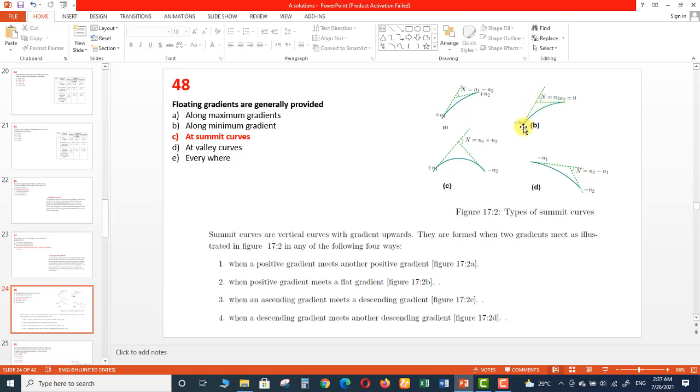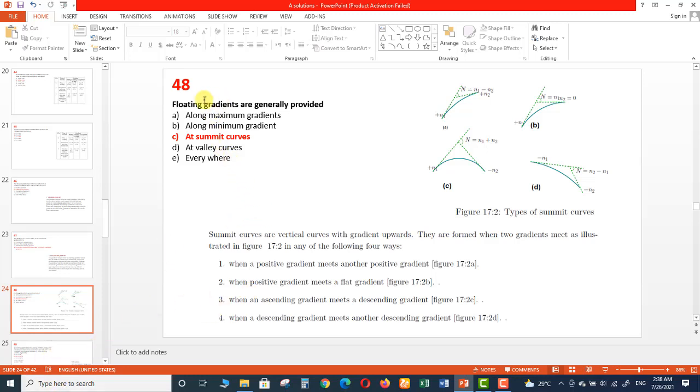When a flat gradient and a positive or upward gradient meet, then the curve formed is also a summit curve. And see, when one gradient is upward and another is also upward, that means both are positive. So this is the third scenario. And then last is when both the gradients are negative. This is the fourth one. When a descending gradient meets another descending gradient, then in that case the curve formed is also a summit curve.